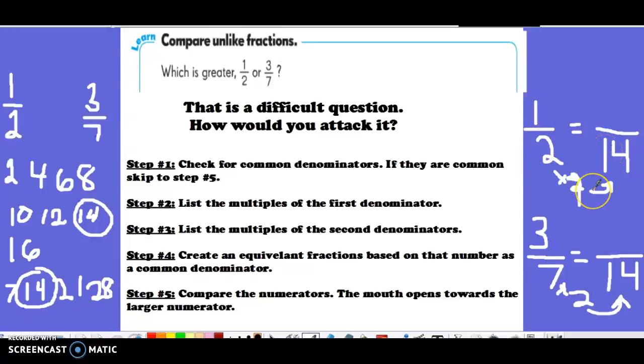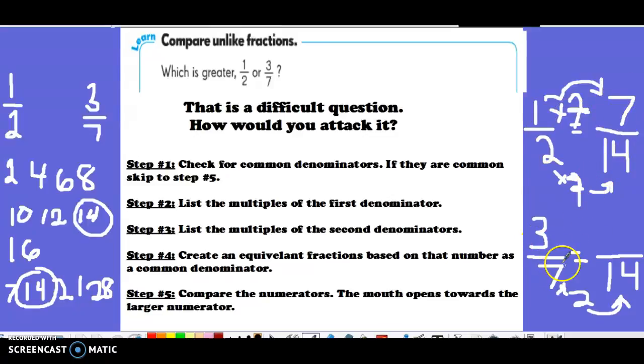And typically, changing denominators means you multiply or divide. In this case, we multiplied this number by 7. So if I wanted to make an equivalent fraction out of 1/2, and I changed the bottom or the denominator using multiply or divide, the same must be applied to the numerator. So if I multiplied the denominator by 7, I must multiply the numerator by 7, which means 1 times 7 equals 7. So an equivalent fraction for 1/2 is 7/14.